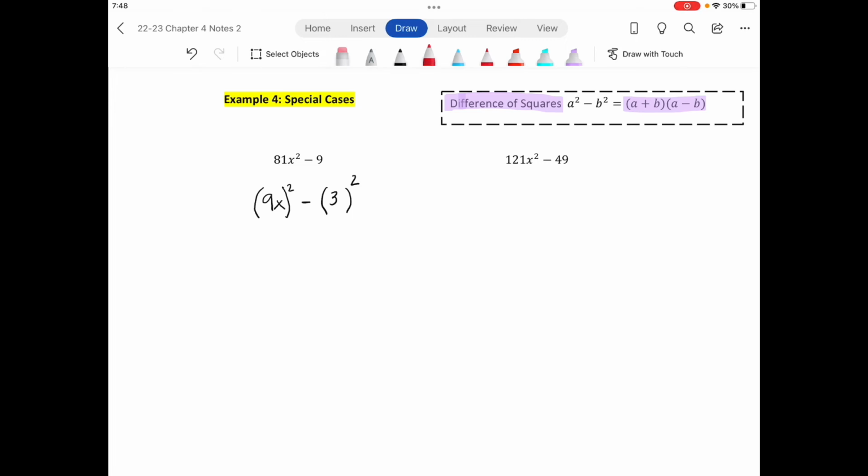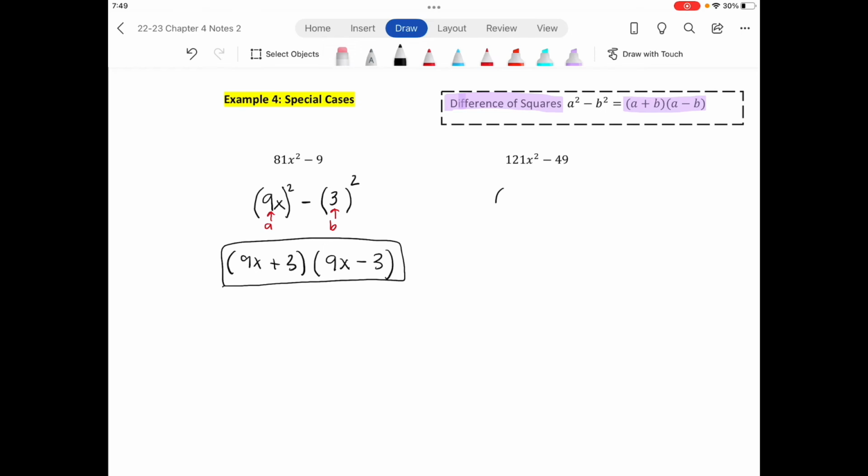This tells us now that our a value is going to be 9x, and our b value is going to be 3. Then we can plug it into our formula, which says a, which is 9x, plus b, which is 3, multiplied by a, 9x, minus b, 3. This is now the factored form of our original problem.